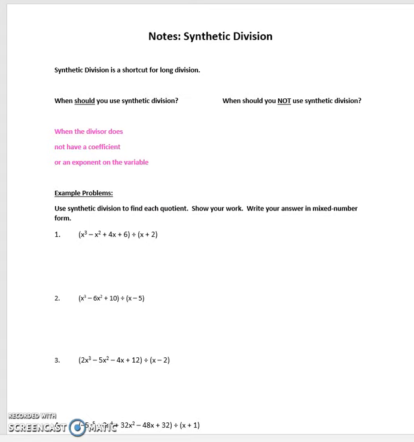So, for example, something like x plus 5 to the first power, it has no number in front of it. x minus 3 is just x, and then plus or minus a number. When should you not?